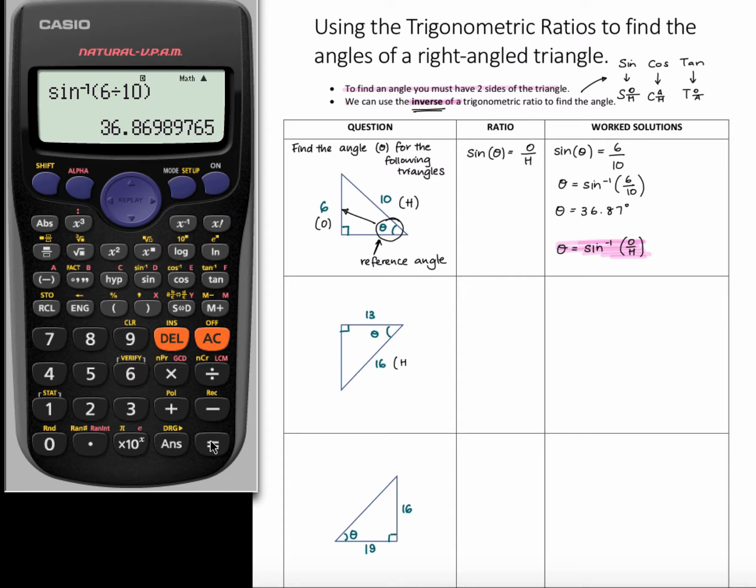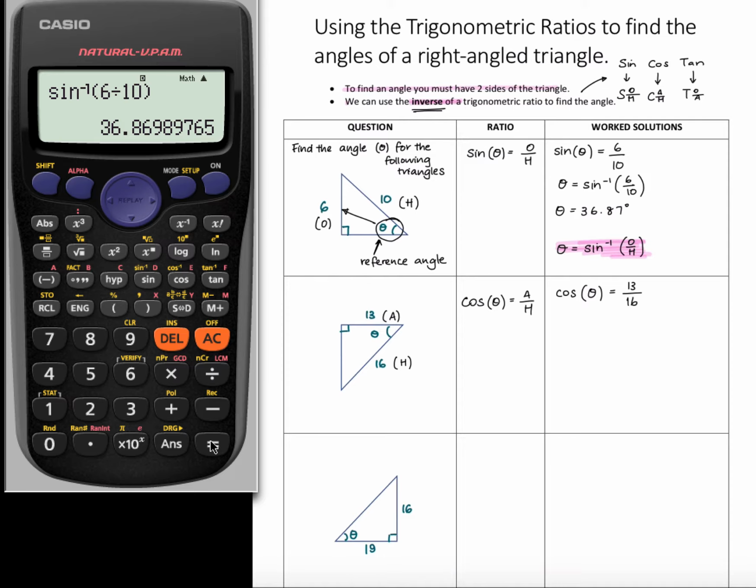So 16 happens to be my hypotenuse, 13 happens to be my adjacent, and I know that because the adjacent is the length that has both the right angle and the reference angle right in between it. Now, looking at the information I've been given, I'm going to be using cos, because cos requires us to have an angle, adjacent, and a hypotenuse. By filling in our information, I've got cos of theta is equal to 13 on 16.